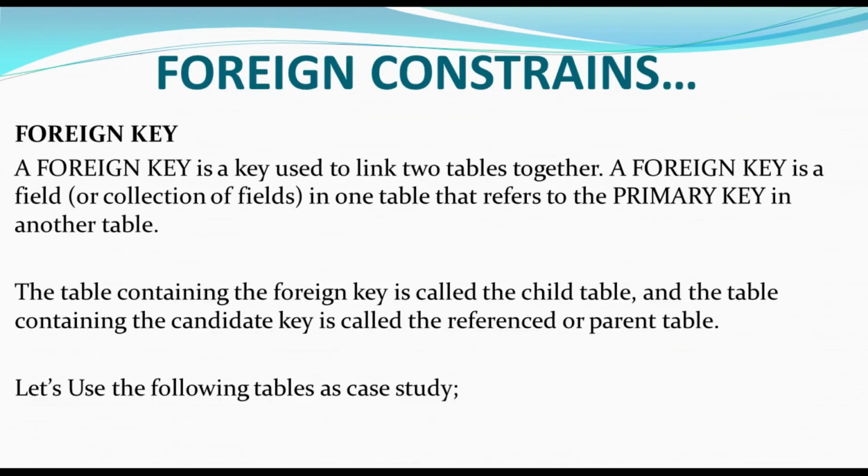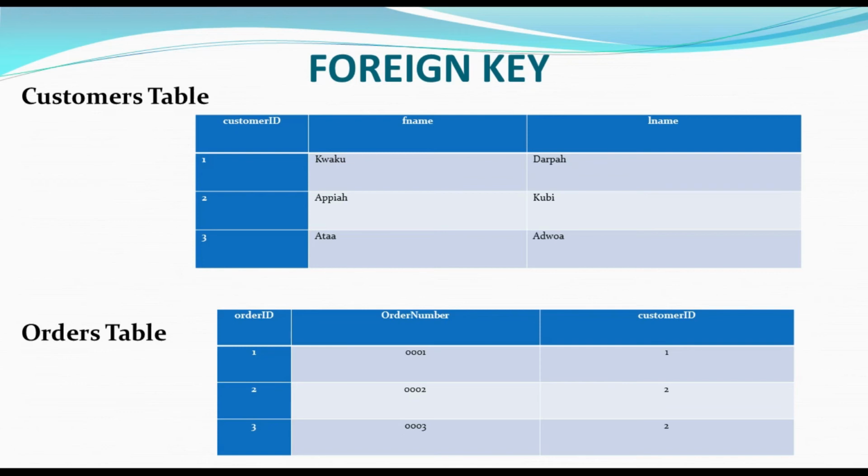So the table containing the foreign key is called the child table, right? And the table containing the candidate key, the primary key, is the parent table. So this is just a demo of how primary keys and foreign keys work.